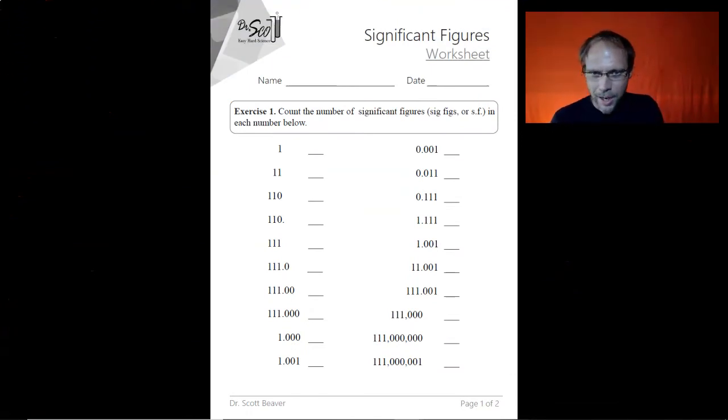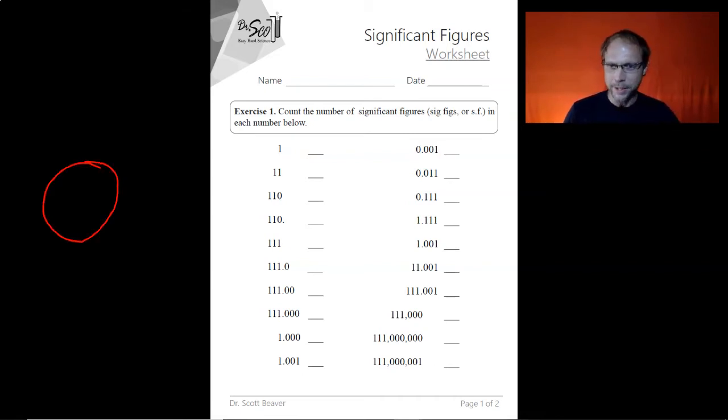The first exercise is to learn how to count sig figs. And the problem here is that the number 0 may or may not count. All other digits are going to count. So let's just go down through and learn the rules about this number 0.